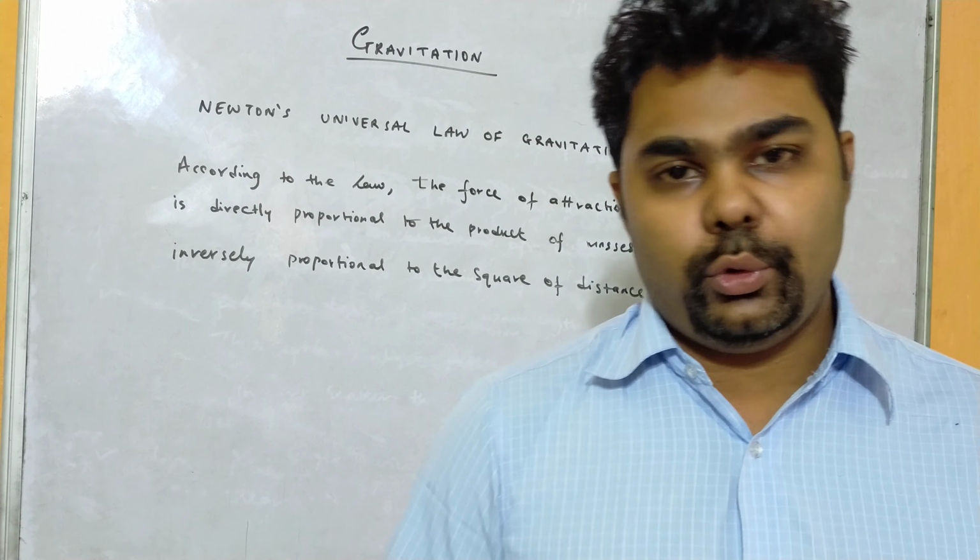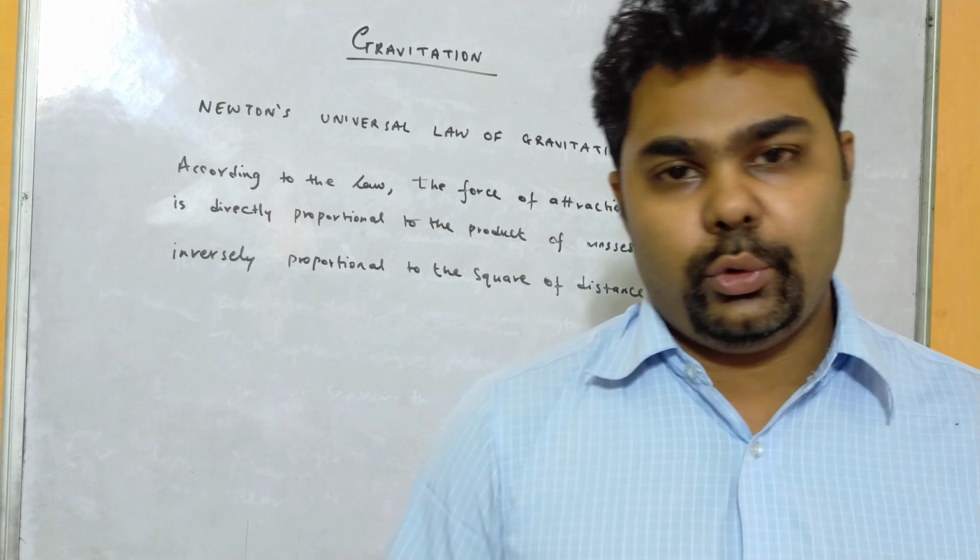If we combine these two, we get F directly proportional to M1 M2 by R square, or F equals G M1 M2 by R square. This G is considered the gravitational constant. So according to the law of gravitation, the force of attraction between two bodies is directly proportional to the product of the masses of the two bodies and inversely proportional to the square of the distance between them. That is F equals G M1 M2 by R square.